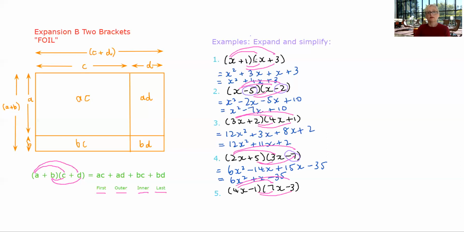Last one for this video. Just be careful with our negatives. Okay, let's go. 4x times 7x is 28x squared. 4x times negative 3 is negative 12x. Negative 1 times 7x is negative 7x. And negative 1 times negative 3 is positive 3. So we end up with 28x squared minus 19x plus 3.